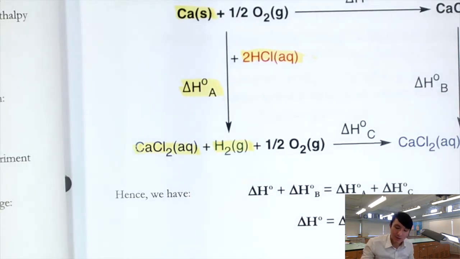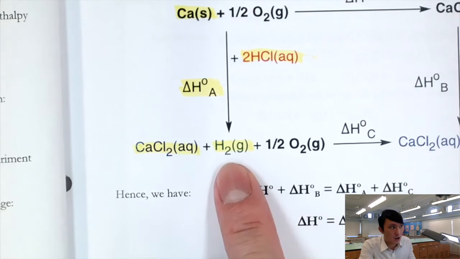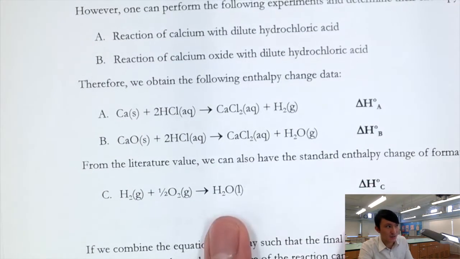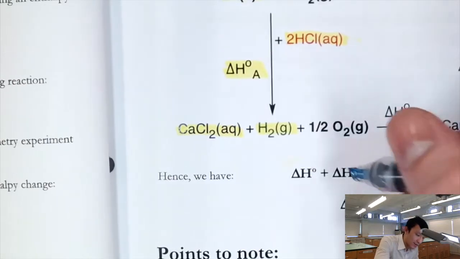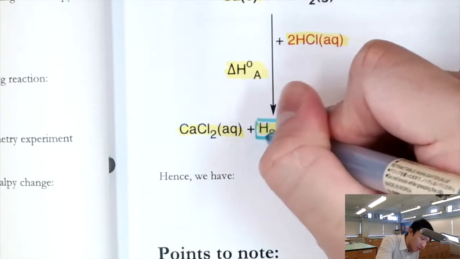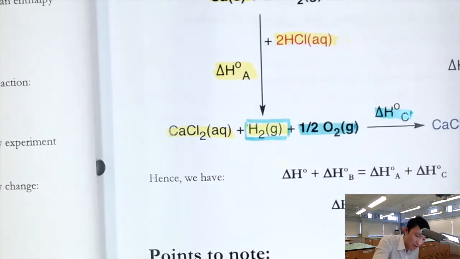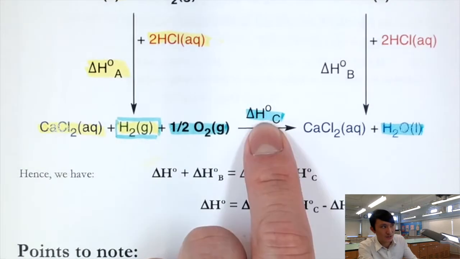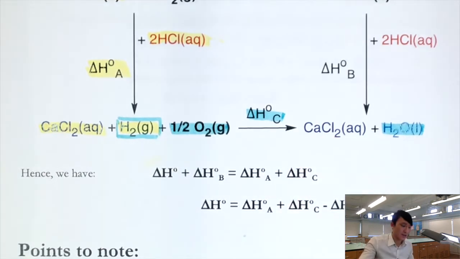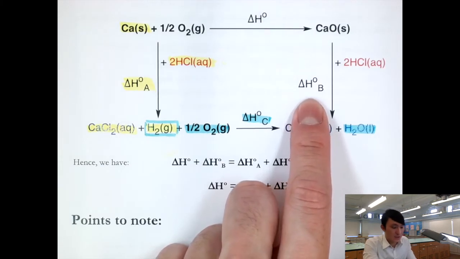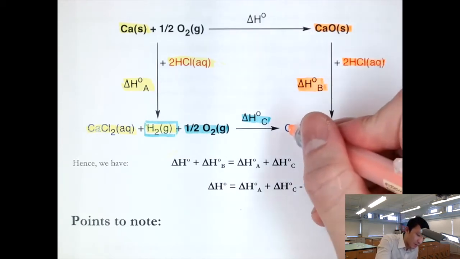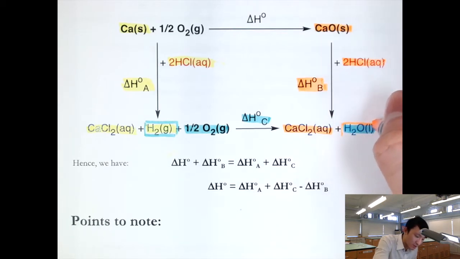Now, after this step, then moving on to the next step, you see we have hydrogen, we have half mole of oxygen, and we can make use of the delta H naught C, which is the standard enthalpy change of formation of liquid water. You realize that this half O2 and this H2 here is able to react to form water, okay? So you see, calcium chloride actually doesn't react. So we just copy it and put it down here, okay? And lastly, we can make use of the delta H naught B here. So this term, the calcium oxide reacts with hydrochloric acid to form calcium chloride and also water, okay?